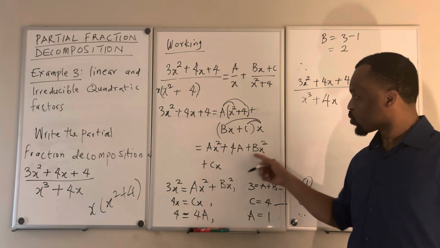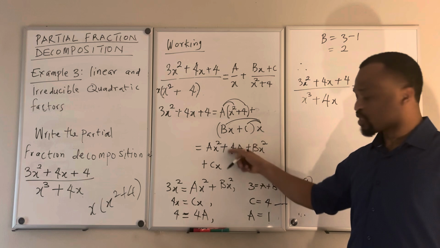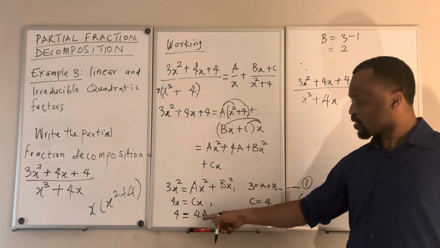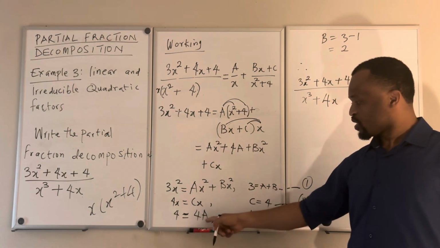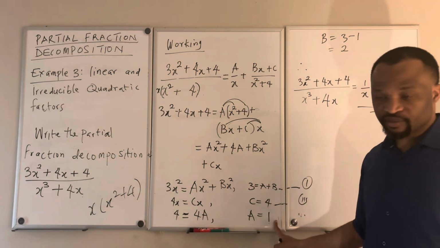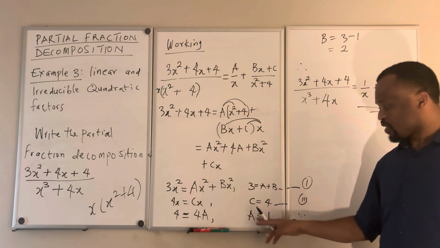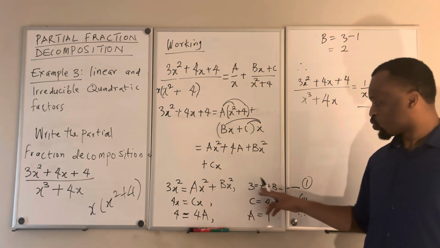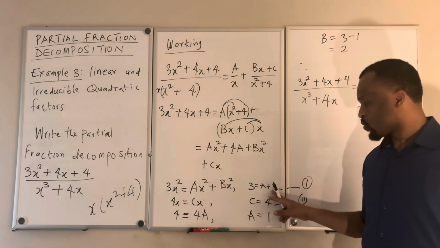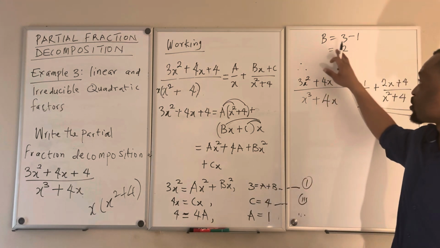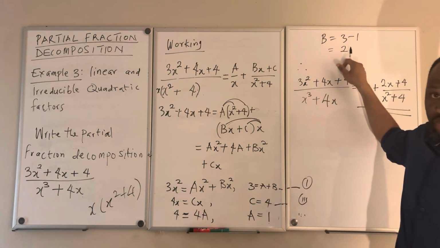What is the constant we have on the right hand side here? It is 4a. So 4 is equal to 4a. Therefore, our a will be equal to 1. With this, we know our a, and we can use it to find our b. When I substitute a into equation 1 here, we get b is equal to 2.